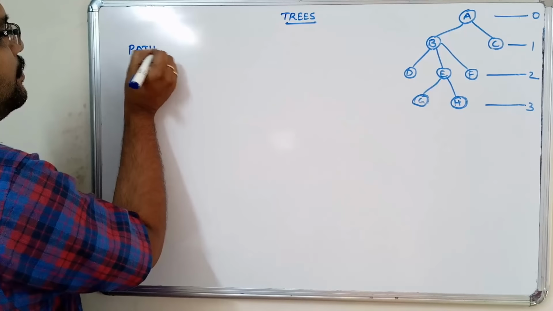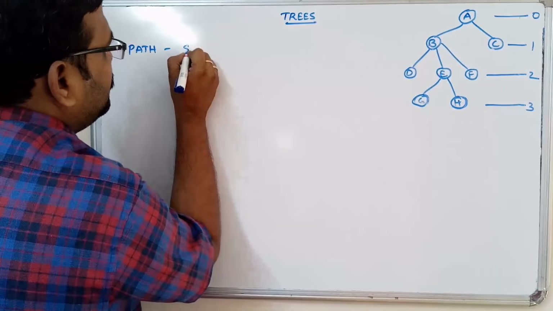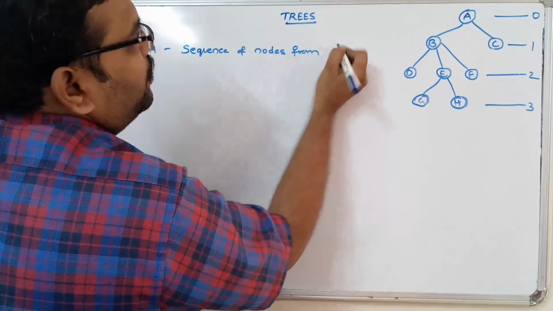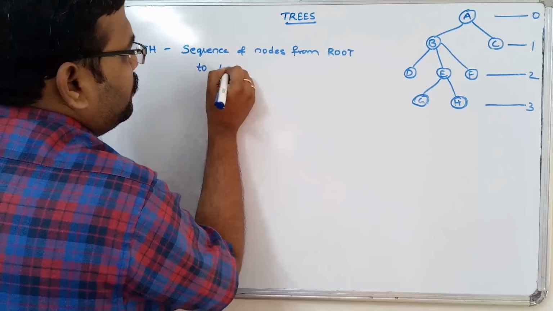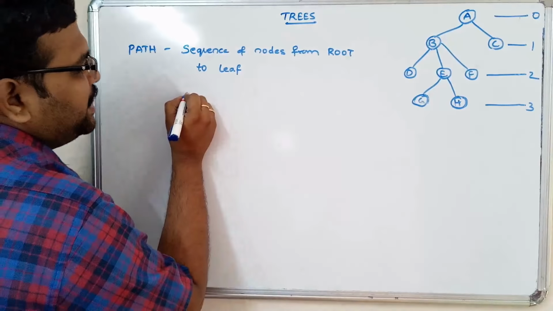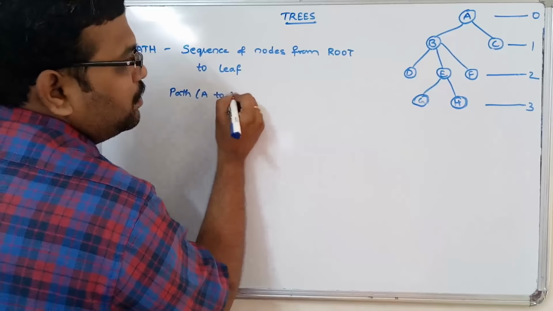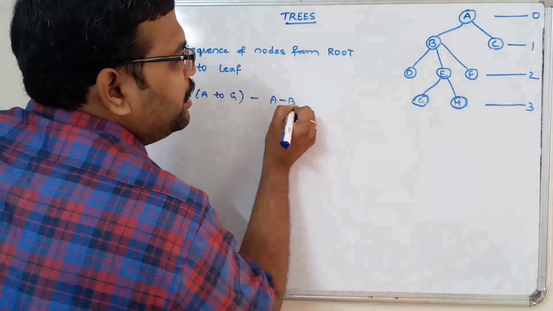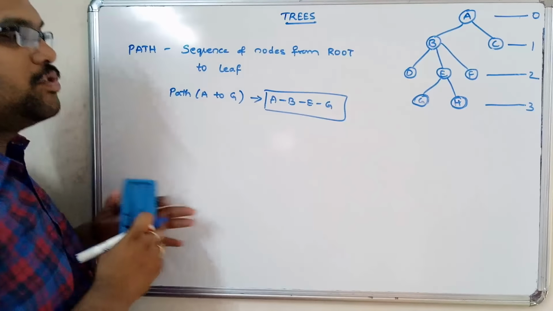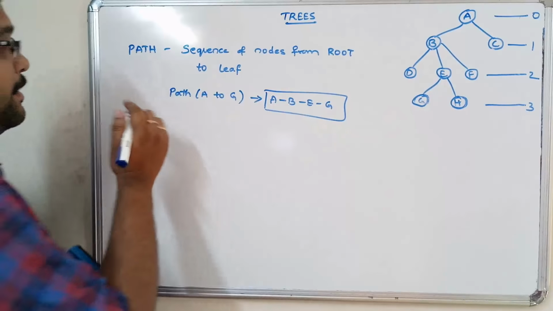See, path. Path means the sequence of nodes from source to destination. Sequence of nodes from root to leaf. We can simply say from root to leaf, or from a source to destination. So the path of A to G is A to B, B to E, E to G. So this is called a path, a sequence of nodes from source to destination. Next, subtree.